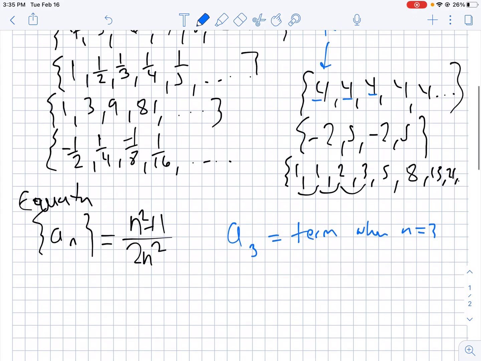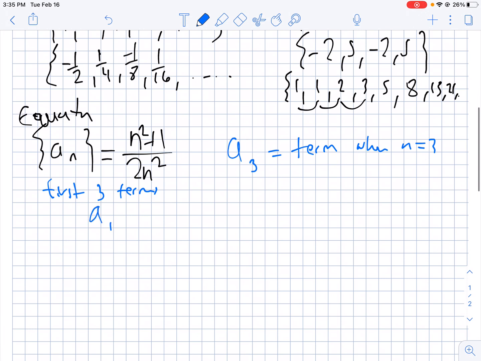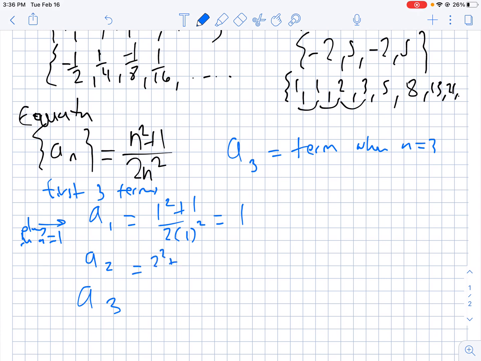So the first 3 terms of the sequence would be a sub 1, a sub 2, and a sub 3. If you want to find a sub 1, it's kind of like an f of n, and you just plug in n equals 1. So you get 1 squared plus 1 over 2 times 1 squared, which is 2 over 2, which is 1. If you want the next term of the sequence, you plug in 2. So a sub 2 would be 2 squared plus 1 over 2 times 2 squared, so that would be 5/8.